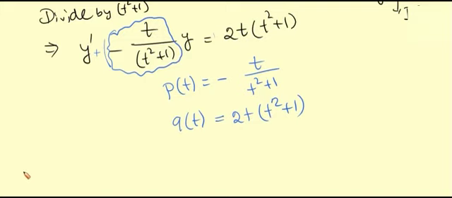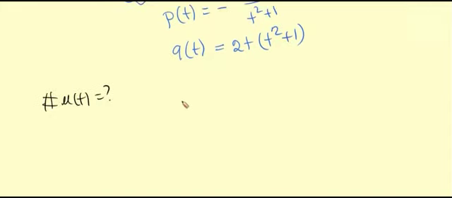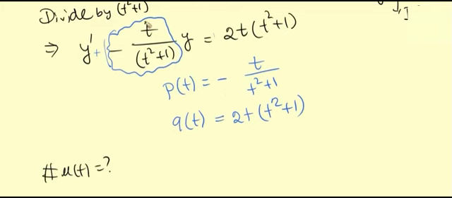Now we want to identify our mu function, that is mu of t. This is the second step. The first step is to reduce the equation into the standard form. Once it's in the standard form, then you want to go and hunt for mu of t.